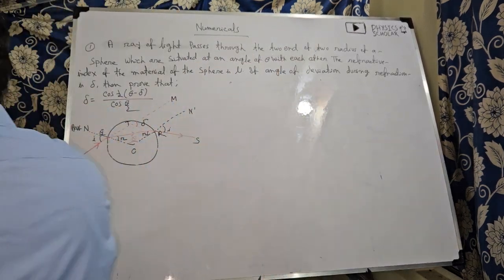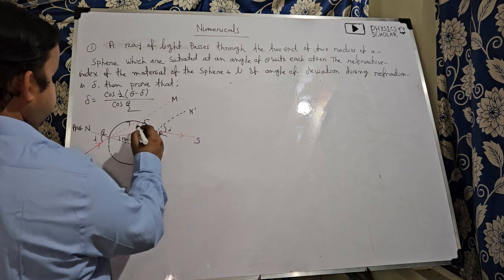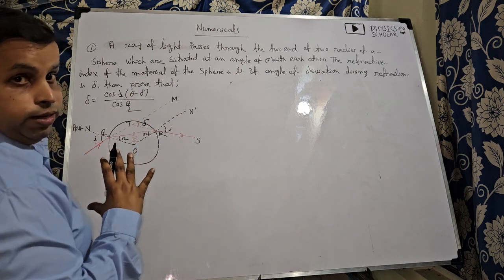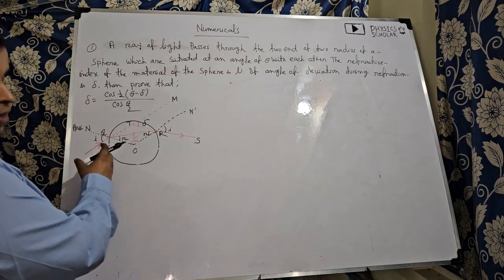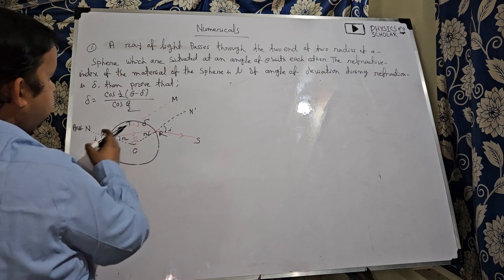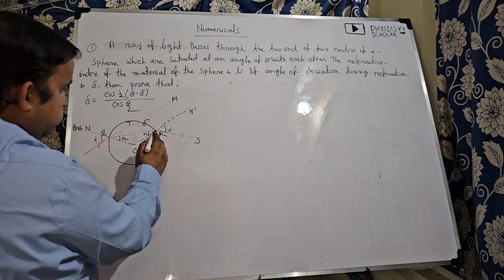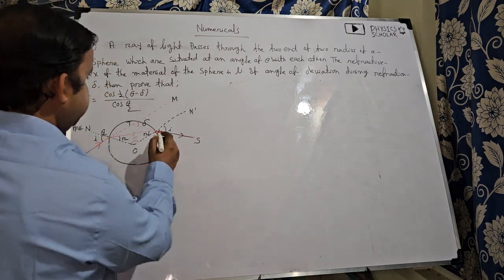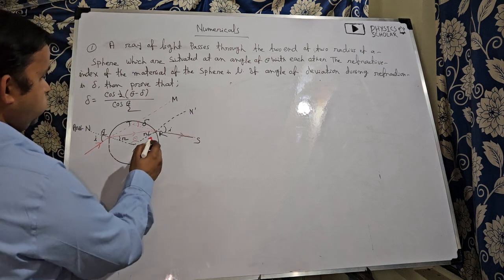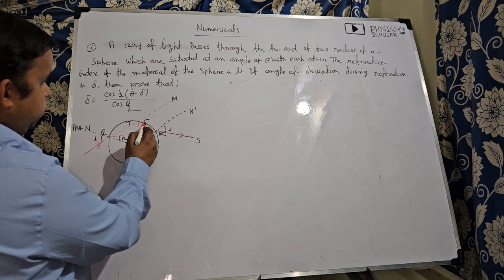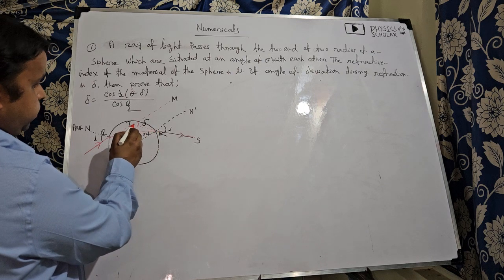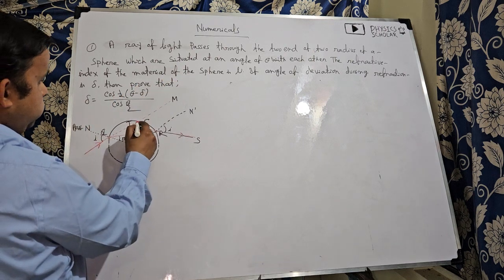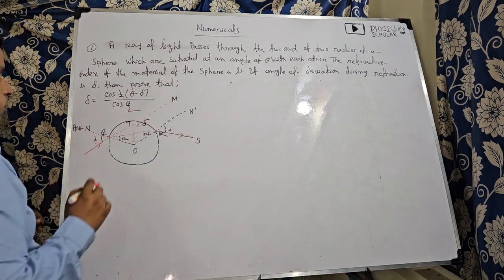See here, this is the original path. If no sphere is situated, and the light is coming through this path, then this will be the original path of light. As the sphere is situated, this will be the emergent path of light. If we extend it, this is the emergent path and this is the actual path of light, so this should be the angle of deviation, which is denoted as delta.